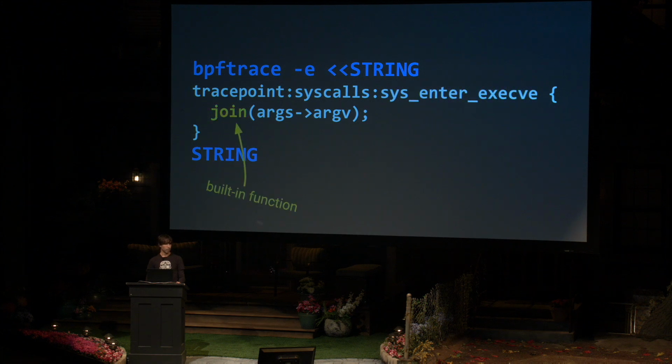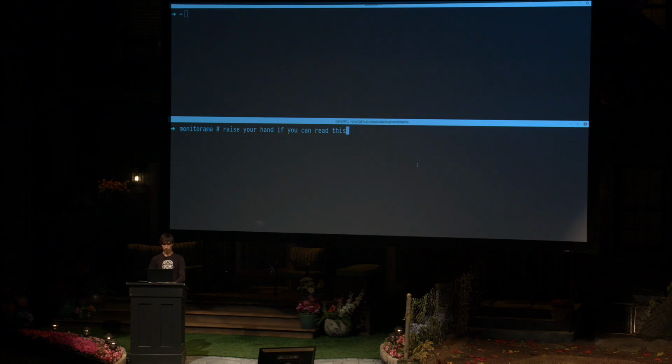And then bpftrace gives you these utilities and helpers to do things with the information that the kernel is giving you about the event that it's listening to. So we're going to use join, which is a built-in function that is going to print the arguments for every single program that the Linux kernel in my system is going to see. So I'm going to run this really quick so you can see it.